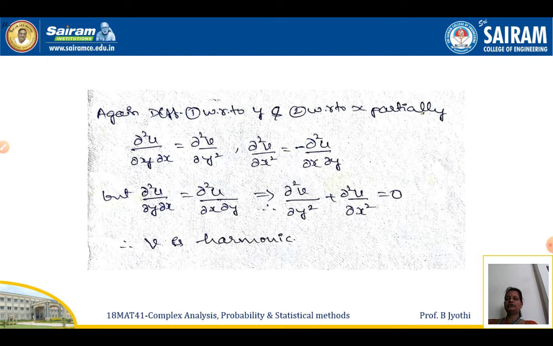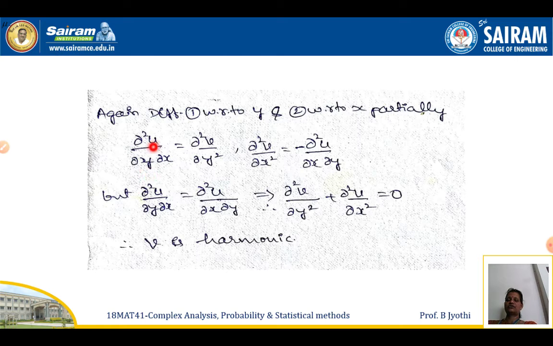Next, in order to prove that v is a harmonic function, we will just reverse the thing. That is, again differentiate 1 with respect to y and 2 with respect to x partially. Previously, we differentiated 1 with respect to x and 2 with respect to y. Now it is vice versa. First one is with respect to y, the second one with respect to x partially.